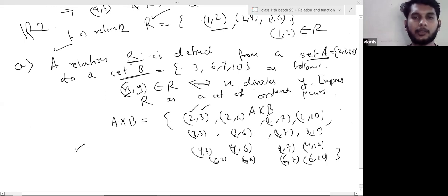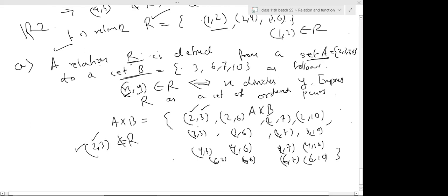If you see this type of question, the division means complete division. All right, so if I take (2, 3), does 2 divide 3? No. So this will not belong to R.